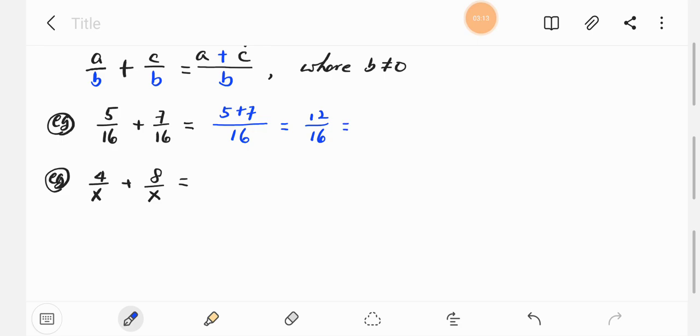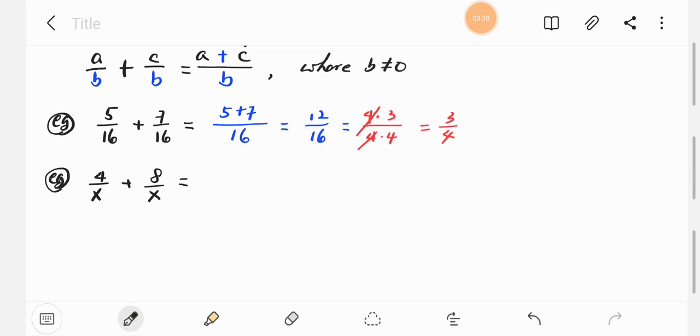Okay, 12 and 16 are divisible by 4. So why don't we write it like this: the numerator is 4 times 3, and the denominator is 4 times 4. So you can cancel the 4 out, and we get 3 over 4.